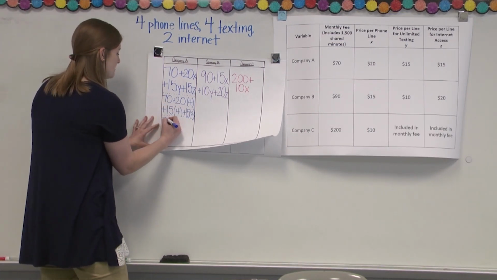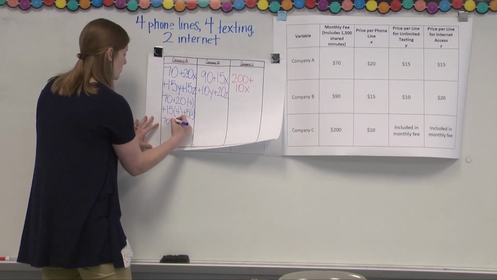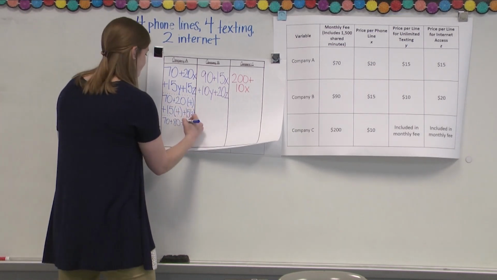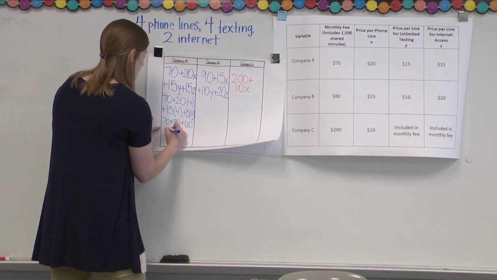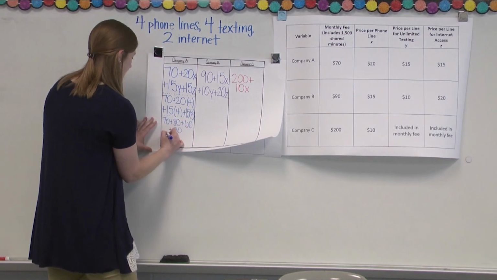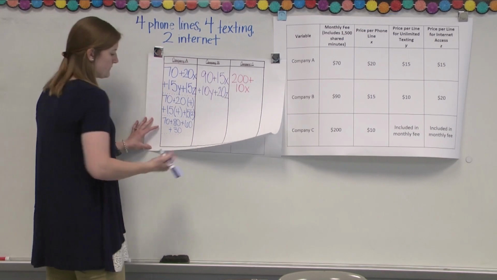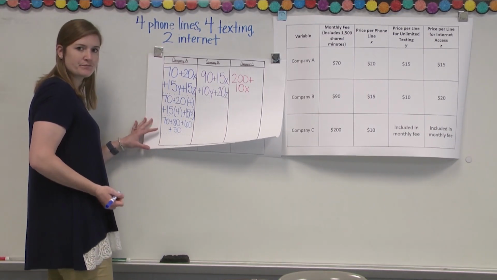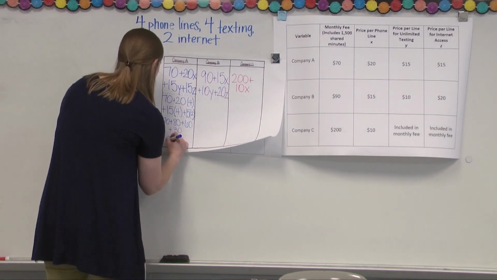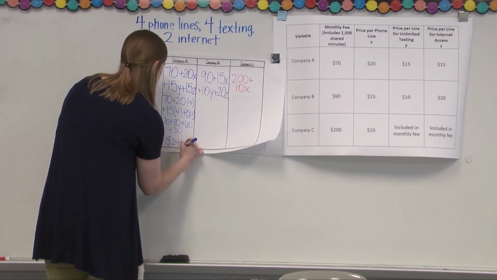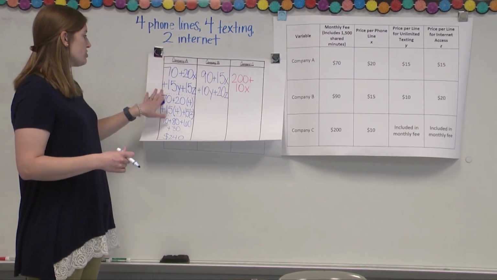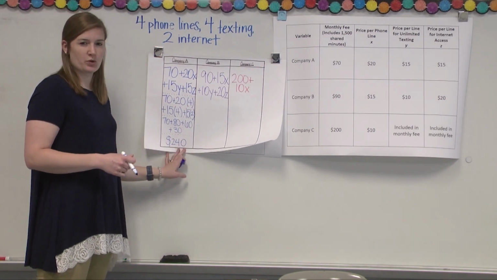So we've got 70 plus 20 times 4, which is 80, plus 15 times 4, which is 60, plus 15 times 2, which is 30. Pause for a second so you can write that down. And then adding all of those together, we figure out that Company A is going to charge us $240. So for this specific scenario, using Company A, we would have to pay $240.